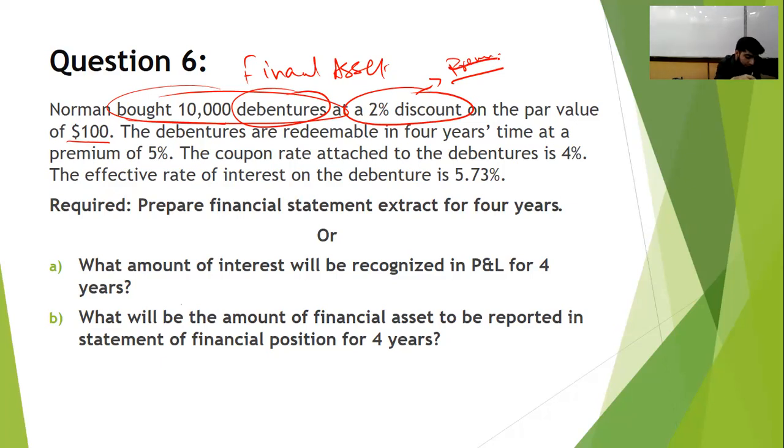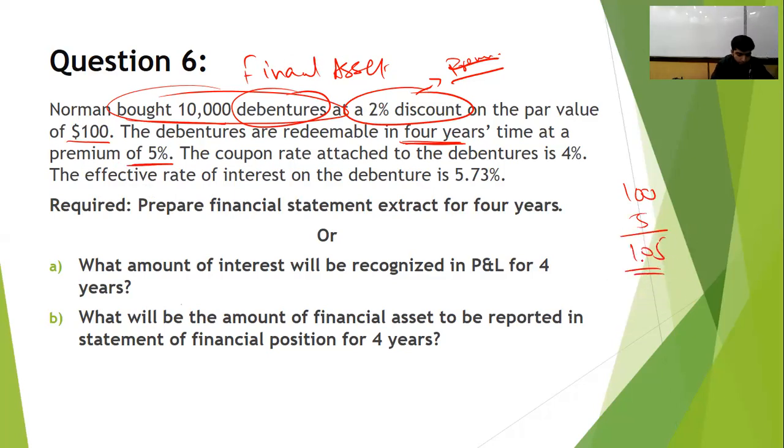Okay, let's move on. The debentures are redeemable in 4 years' time. What is the tenure, the maturity period? It is 4 years, at a premium of 5%. It means debentures will be redeemed at a premium, obviously. If you are making an investment, definitely you will not agree that if I invest $98, I'll get $98 after 4 years. No, definitely you will be getting a larger amount. So the premium is 5%. If the par value is 100 and the premium is 5%, that is 5, so it means 105.